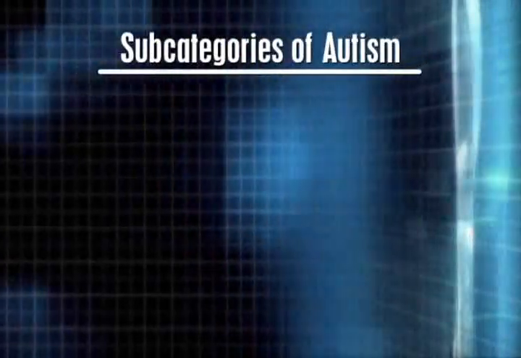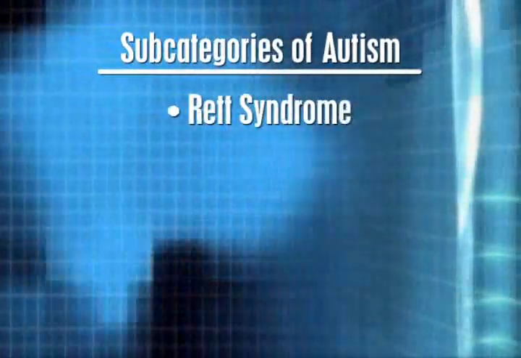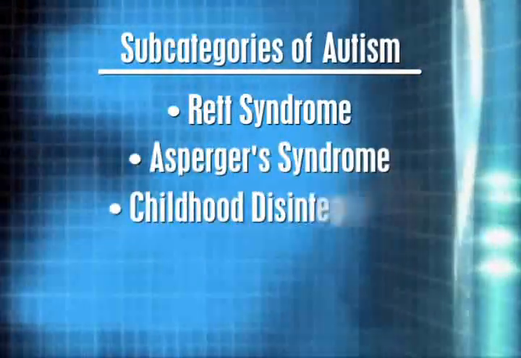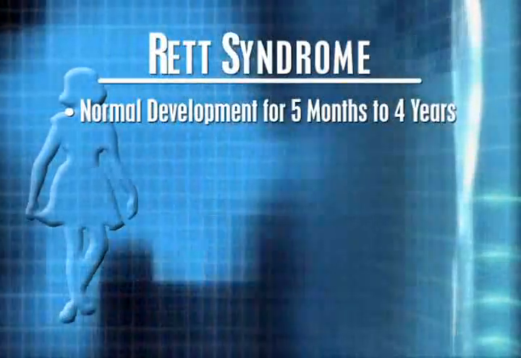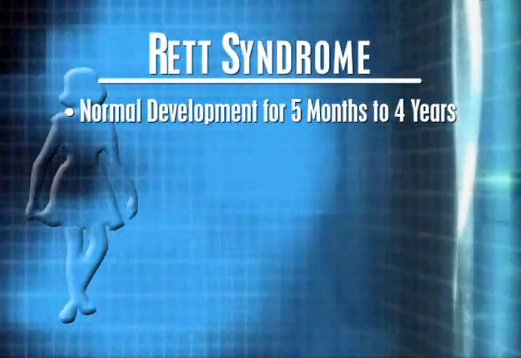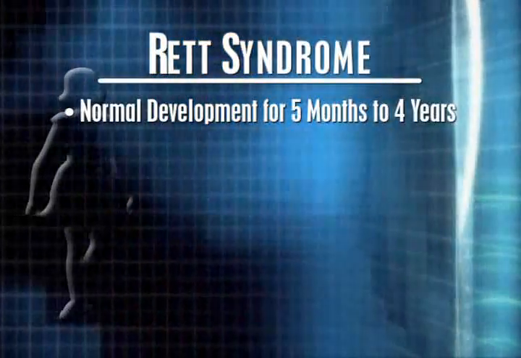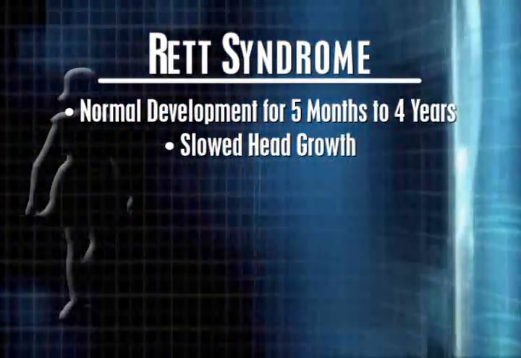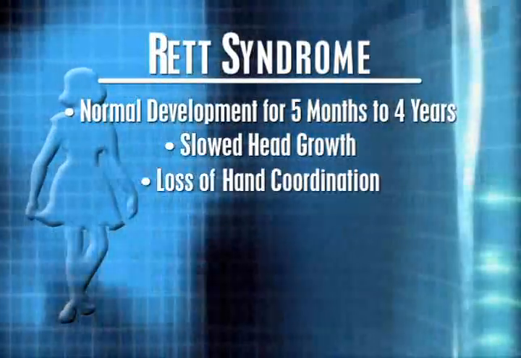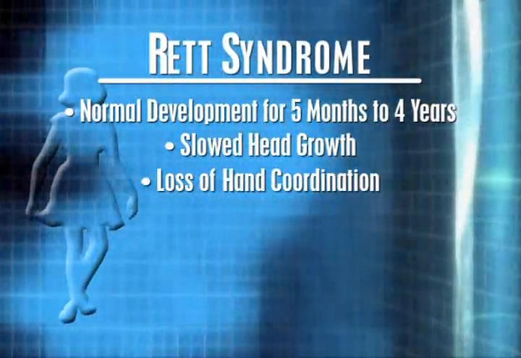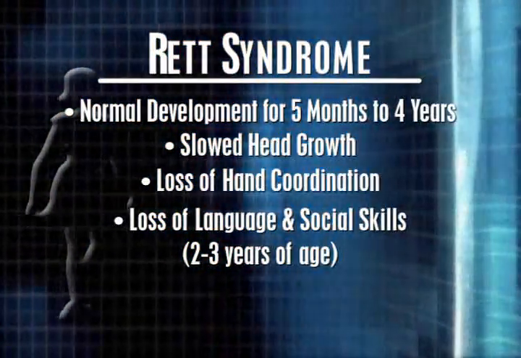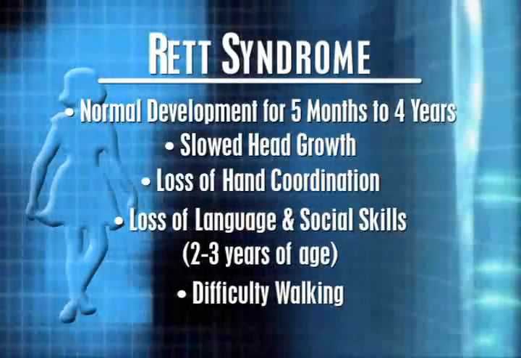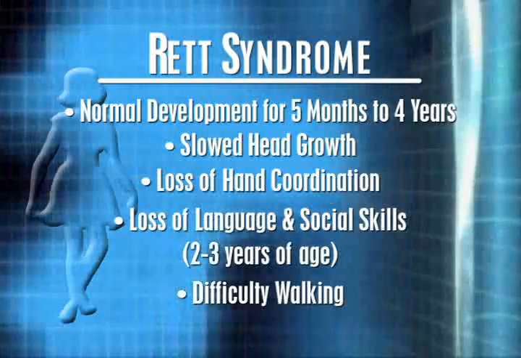There are several different subcategories of autism, such as Rett syndrome, Asperger's syndrome, and childhood disintegration disorder. Rett syndrome is caused by gene mutation and usually only affects girls. Rett's is characterized by normal early development until sometime between 5 months and 4 years. That is followed by a loss of physical and mental growth. The first noticeable sign of Rett's disorder is slowed head growth, followed by loss of hand coordination and movement, replaced by repetitive hand wringing. Language development and social skills suffer from 2 to 3 years of age.